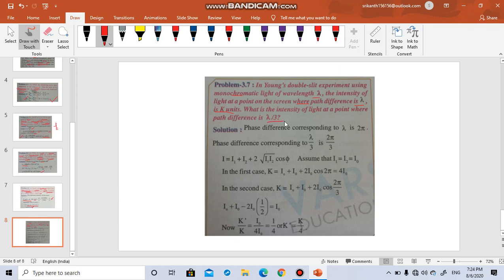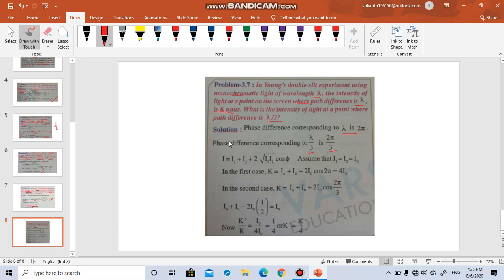So what he is saying is, at a particular path difference there is some intensity of light. When the path difference is changing, how much is the intensity changing? We have done one proof where I told you that if the path difference is lambda, it corresponds to one full cycle, so it is 2 pi. For lambda by 3, what will be the phase difference? Lambda is the path difference, the corresponding phase difference is 2 pi. Phase difference is measured in angles. So for lambda by 3, proportionately it is 2 pi by 3.